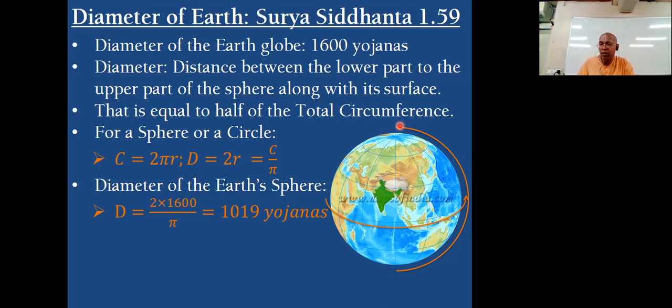But from the geometry point of view, that is the circumference. Diameter is the distance from here to here. But when you walk on the surface, the measurement is 1600 yojanas. If this is 1600 yojanas, what is the distance from here to here? You use the mathematical formula, and that comes to around 1019.